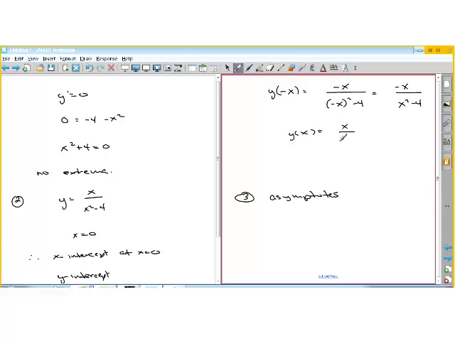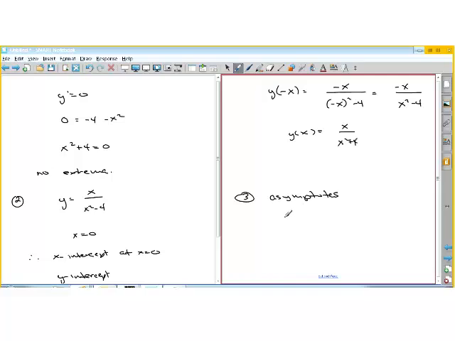If you just put x in there, you'll get x over x squared minus 4. So there's symmetry, but it's the negative version of it. So it's not an even kind of thing, it's kind of an odd kind of thing. We'll look at that when we get back to it.